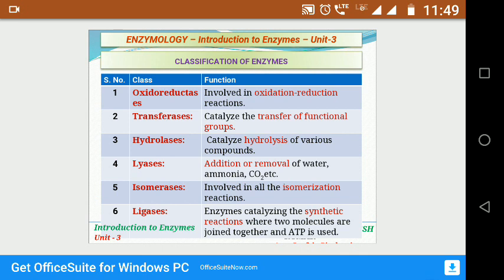Okay, they don't change the formula or molecular weight of the substrate or compound. They simply change the structure without involving any addition or removal of atoms from the compound. Okay, so they are called isomerases, they simply change their structures.